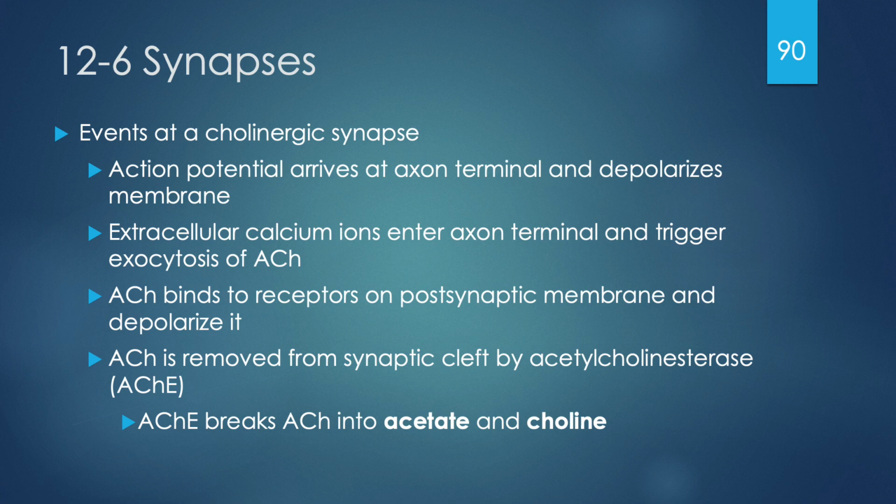The acetylcholine is going to diffuse across the synaptic cleft, and it binds to the receiving cell and depolarizes it. If it creates enough of a depolarization, then it can create an action potential, but that's not a guarantee. Then the acetylcholine that's remaining is going to be removed from the synaptic cleft by acetylcholinesterase, abbreviated AChE. And just by the way, AChE breaks acetylcholine into acetate and choline.